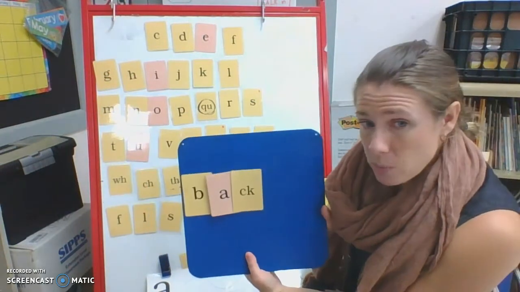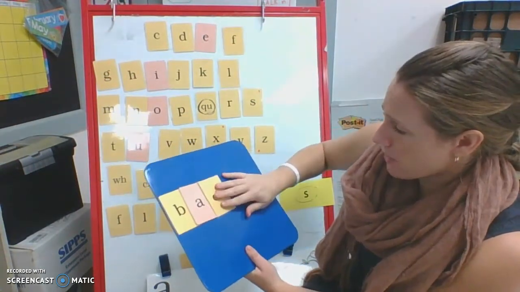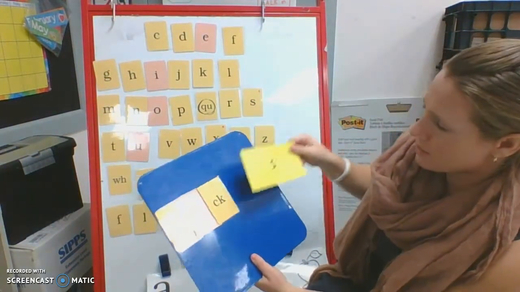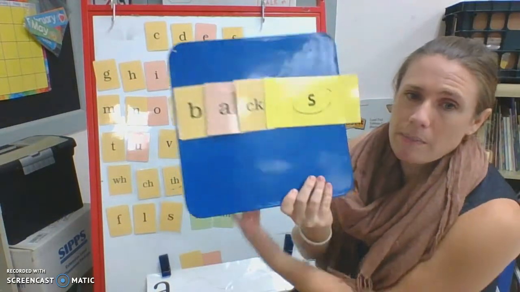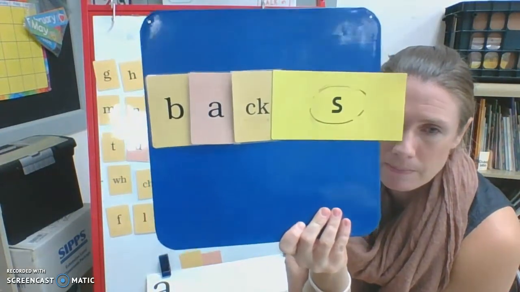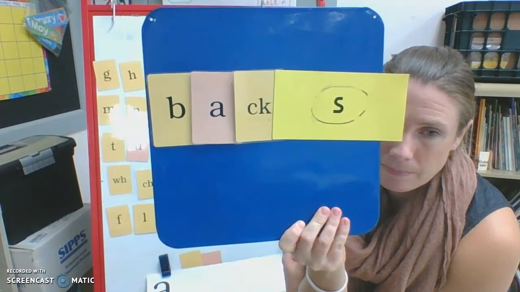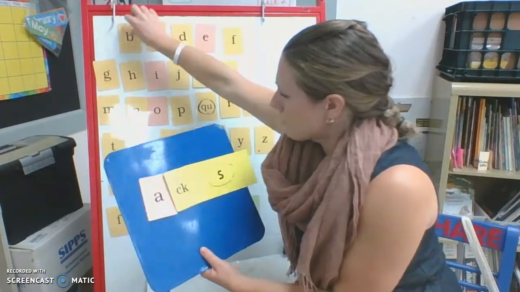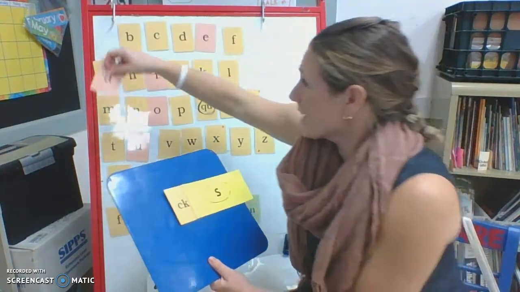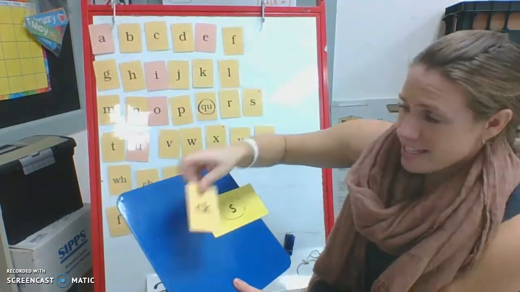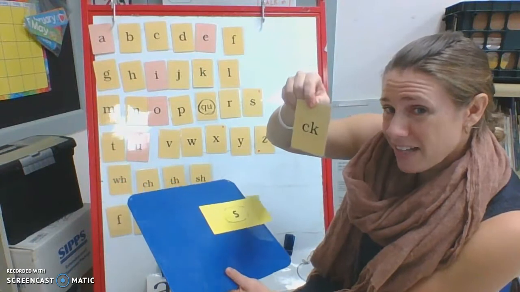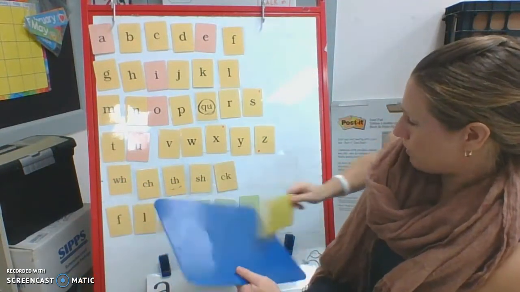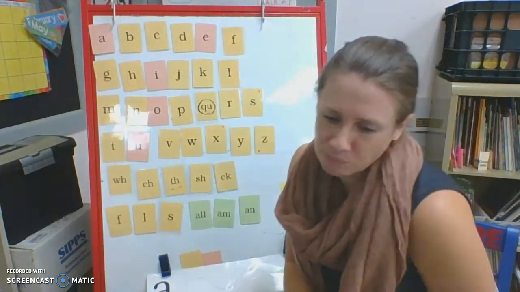And when you have the base word, then you need to add the suffix. Make it say backs. More than one back. Backs. Okay, and then let's spell it away. B-A-C-K. Did you guys remember to end in CK? I hope so, because it was the end of a word, right after the vowel.